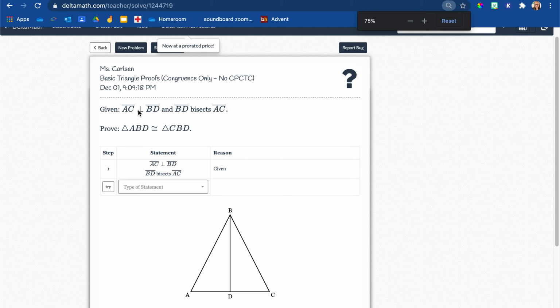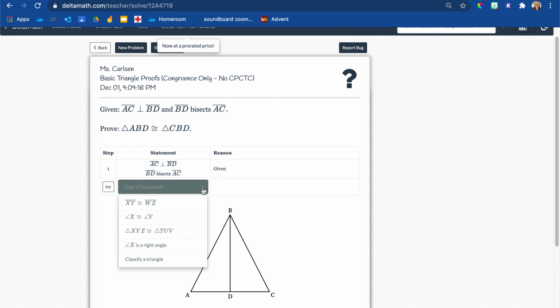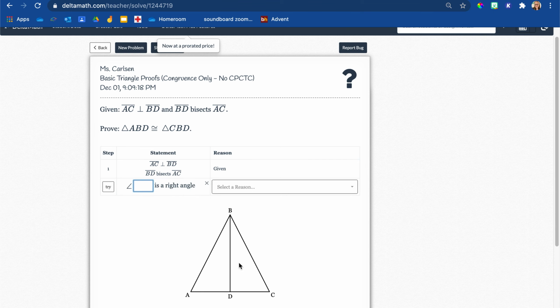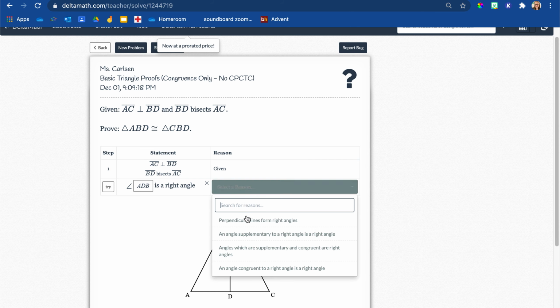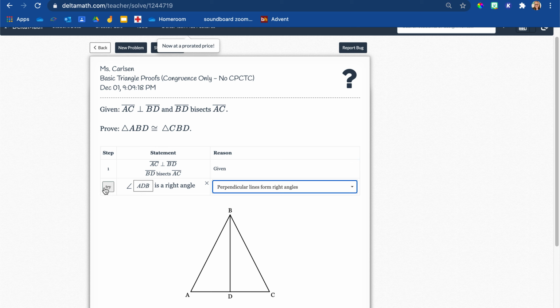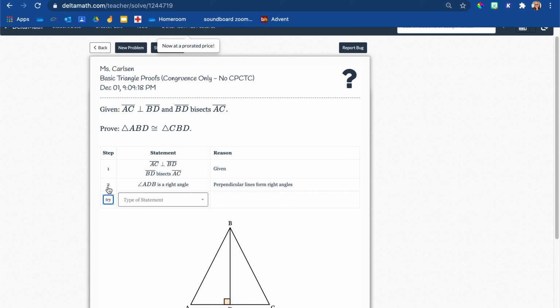So what does it mean for AC to be perpendicular to BD? Well, remember, perpendicular lines form strictly 90-degree or right angles. So I can actually say that ADB is a right angle. And the reason for that is that perpendicular lines form right angles. We're going to try that, and wow, it worked.